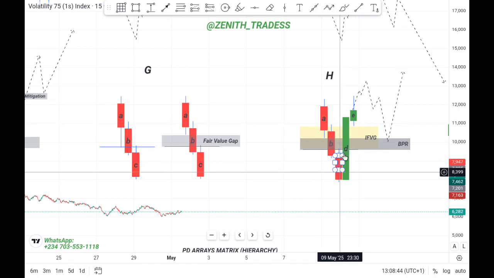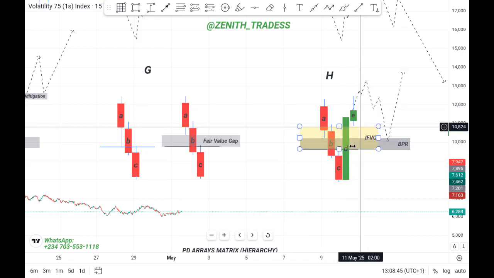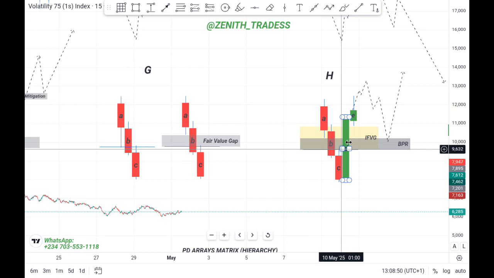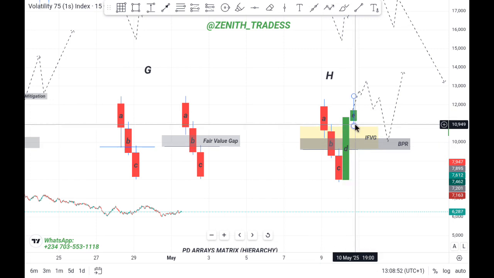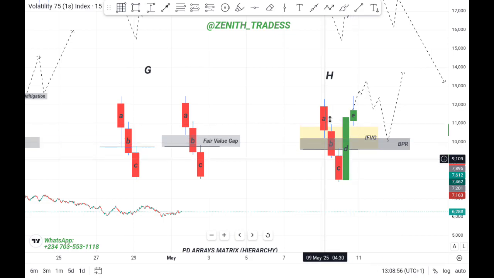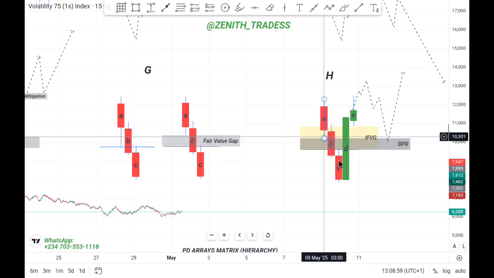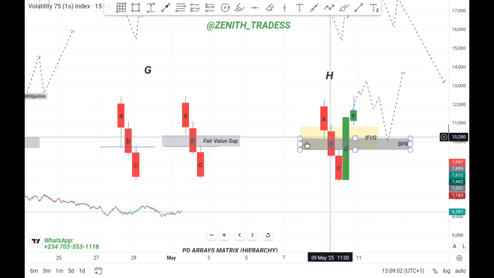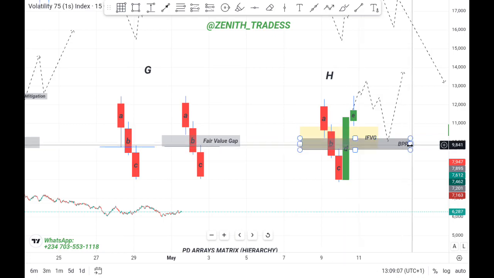This is the first, the second, and the third, as the price was inversing it. The top of your candle C and the bottom of your candle E is the second fair value gap, right? The bottom of your candle A and the top of your candle C is the first fair value gap. So this one is the smaller one. Draw your box from the bottom here to the top. That is your balanced price range, and that's what's going to give you the sniper entry.